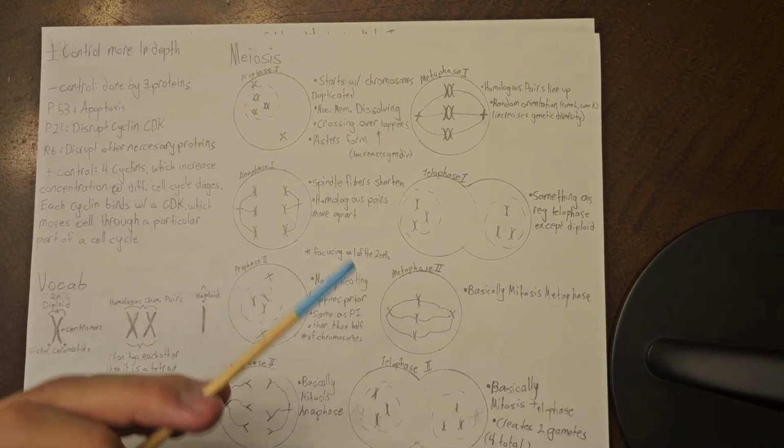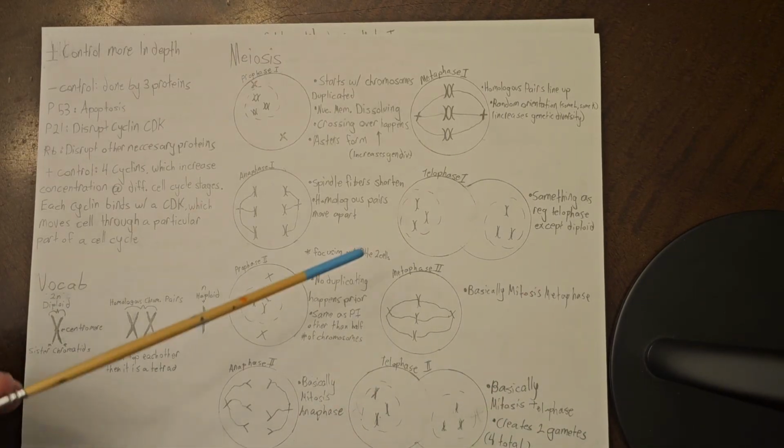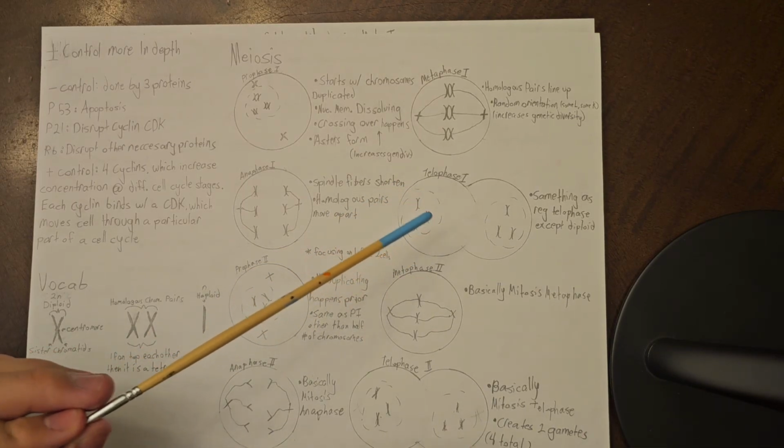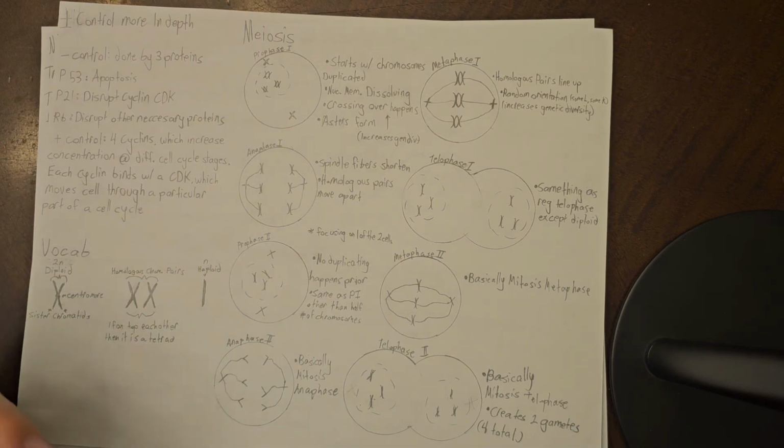Then we have telophase 1, which is basically the same thing as regular telophase, except everything is diploid instead of haploid. Now, I'm going to be focusing on one of the 2 cells, but keep in mind, this process happens for both of these 2 cells. So in prophase 2, there's no duplicating that happens prior, and it's basically the same as prophase 1, other than half of the number of chromosomes being present.